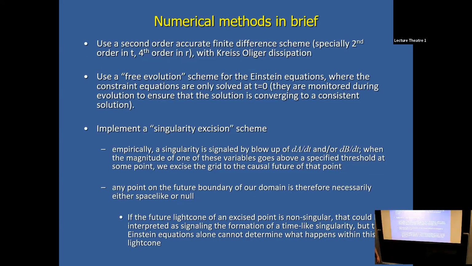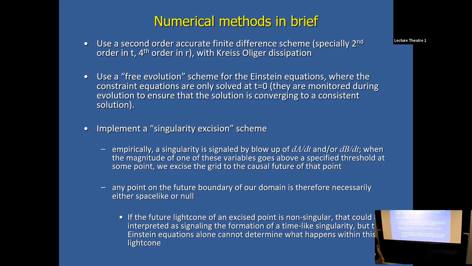Let me just skip over the numerical methods, except to mention singularity excision. We can't get to an actual singularity. Codes don't get there, but they get close, in the sense that things start to blow up. Empirically, we found that when those two metric functions A and B get very large, things tend to blow up. Based on convergence studies, we find some threshold value of these functions, and when they cross that threshold, we excise the causal future of that.